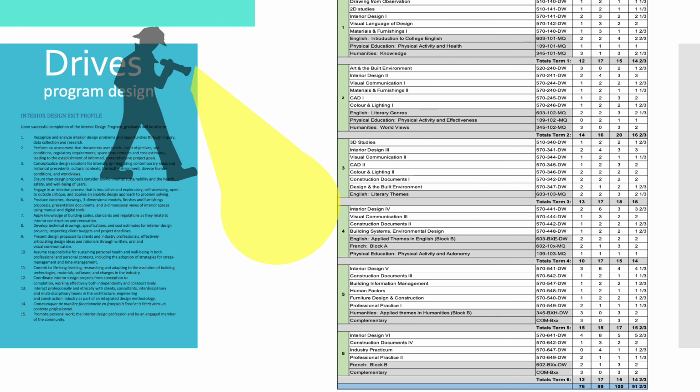This is the interior design program. There is a reason why Worldviews is in Term 2 with the art and the built environment and interior design 2. A decision was made to group relevant courses in Term 2 in order to help meet one of the exit profile outcomes. The same was done with French in the final term.